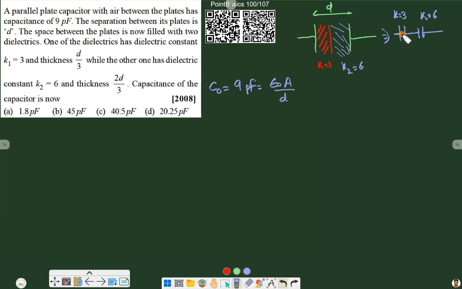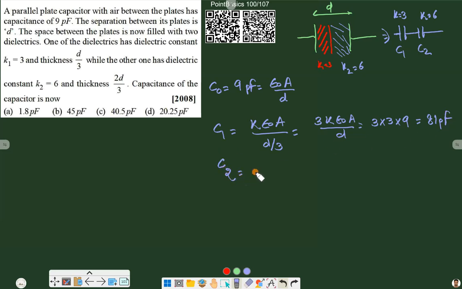Now going to the first capacitor, or we can say it is C1 and this is C2. So for C1 we will have K epsilon naught, with the same area but only thickness is d by 3. So this will be 3 times K epsilon naught A by d, and 3 times K is 3 and epsilon naught A by d is equal to 9. So this will become 9 into 9, so final capacitance will be 81 picofarad.